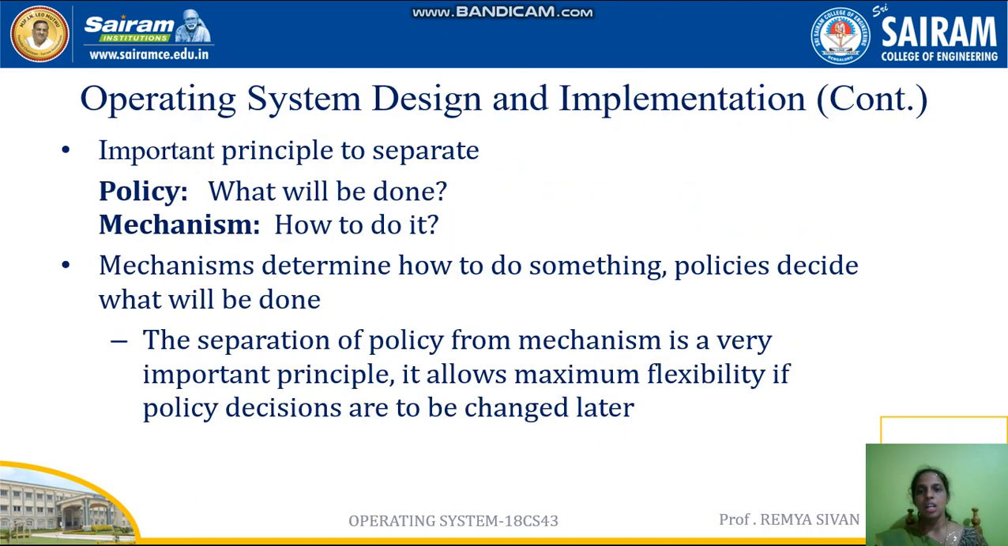And the next one is policy and mechanism. Policy means what is to be done and mechanism is how it is possible or how to do it. You have to answer these two questions. The mechanism determines how to do something, policies decide what will be done. The separation of policy from mechanism is a very important principle. It allows maximum flexibility if policy decisions are to be changed later.